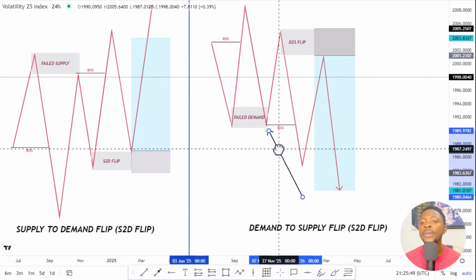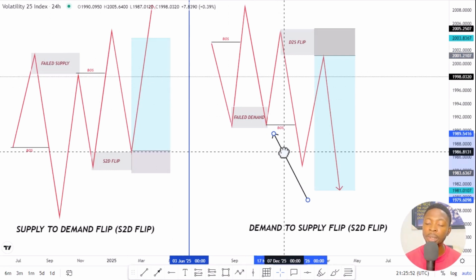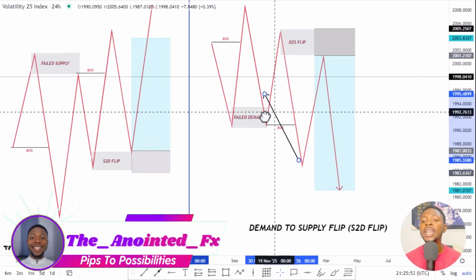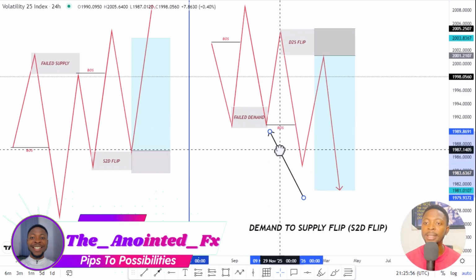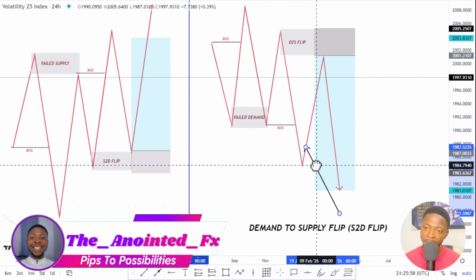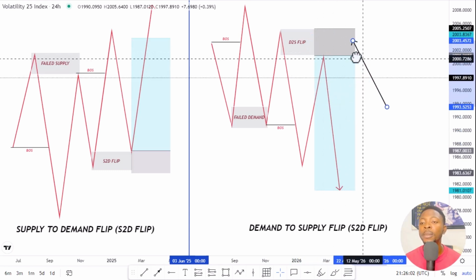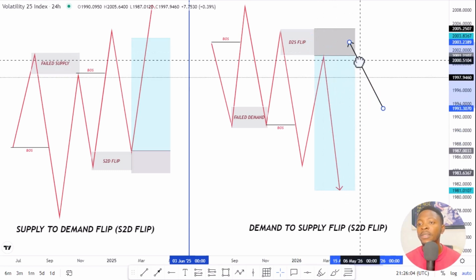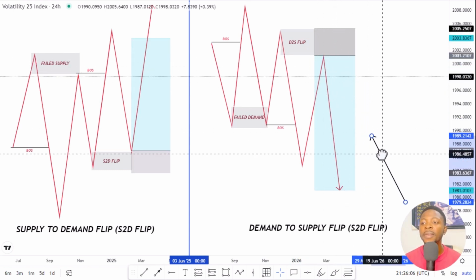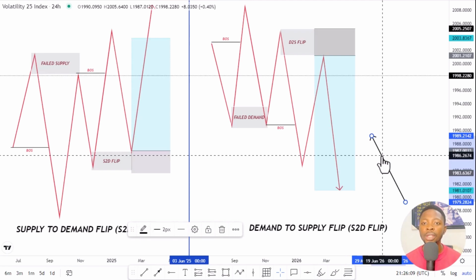So for the demand to supply flip, you want to see a reaction coming out of a valid demand zone, then a break or a failure of that demand zone. Then you wait for price to come back into that demand to supply flip, and you make your entry from there. So let's head straight to the trade example.